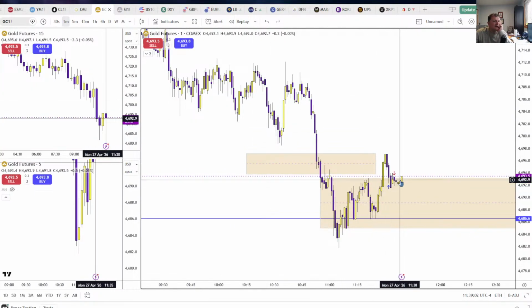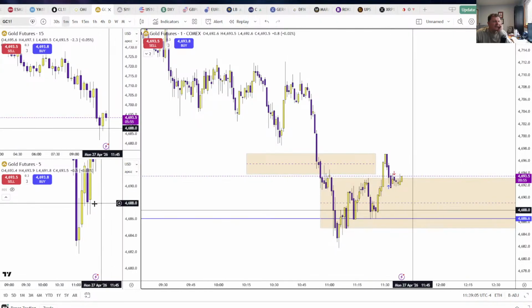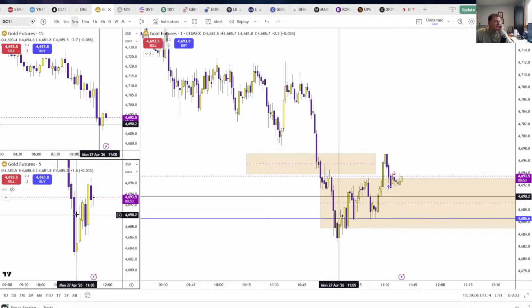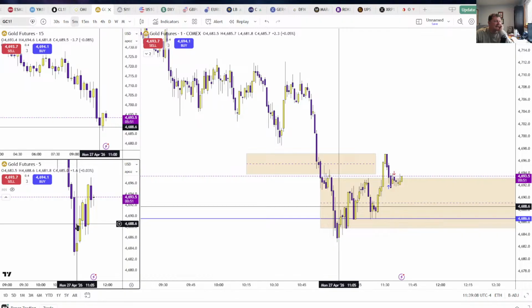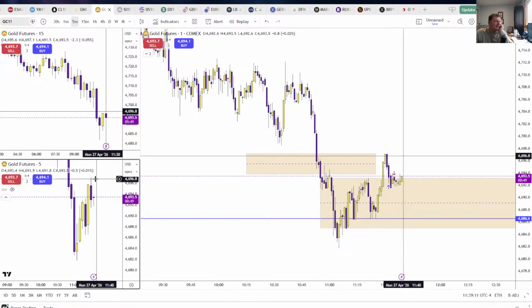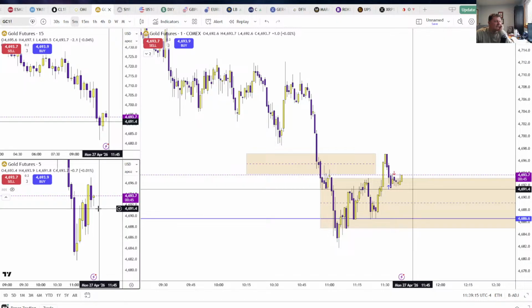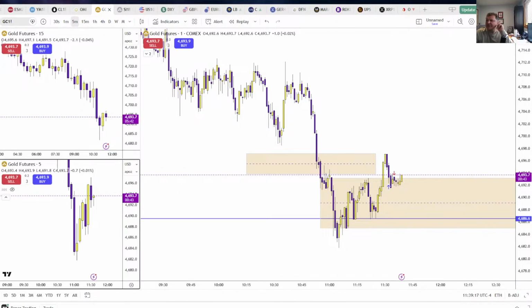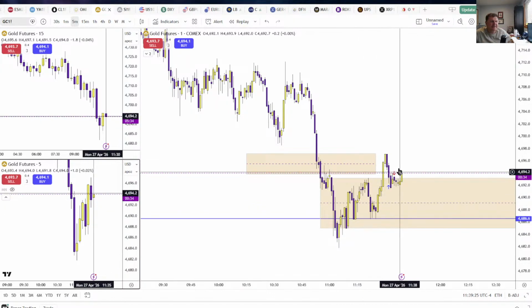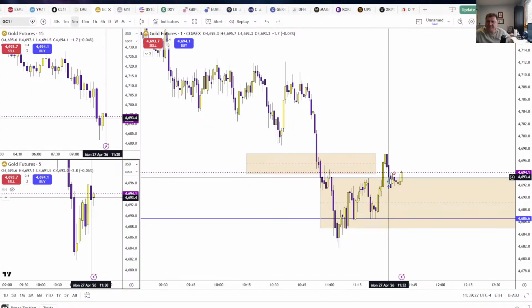So still want it to go higher. And overall, the 5-minute has been tagged. I want to see that continue climbing higher. It's got to get back through here though.